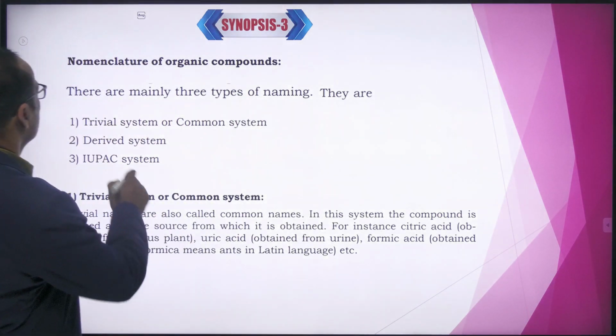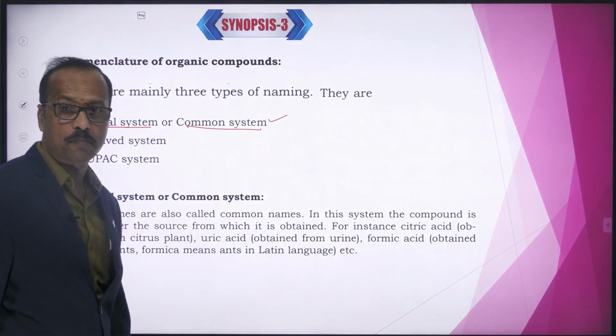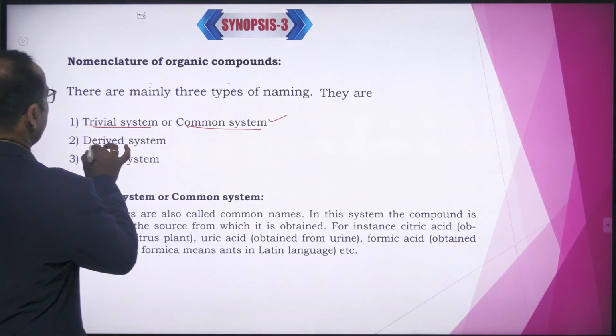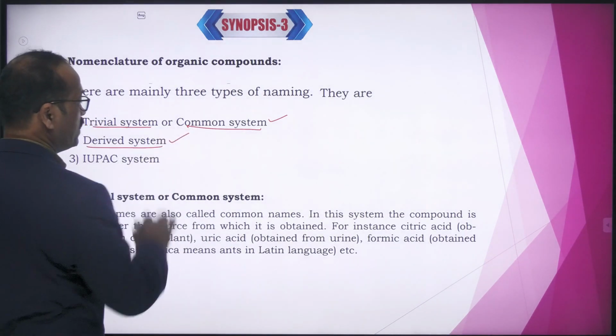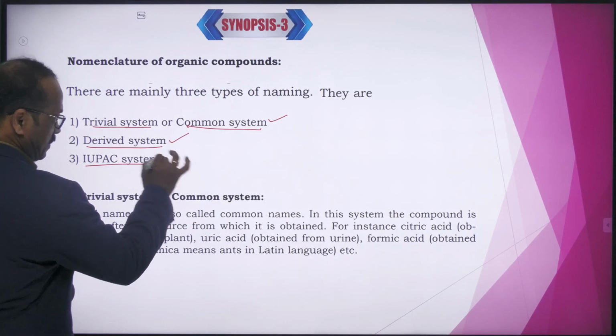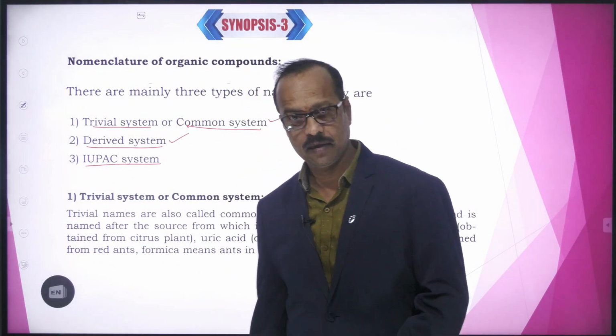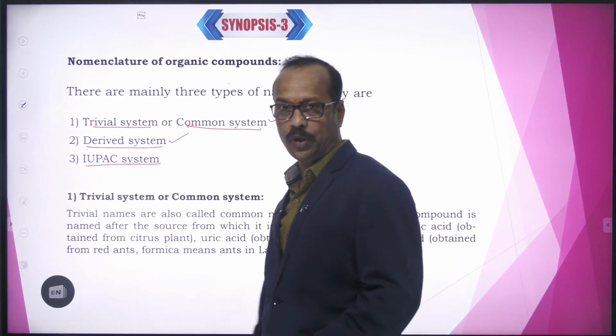The first one is the tribal system, the common system, which we already completed in the previous class. And the derived system, this also we completed in the previous class. Now the IUPAC system, that is the International Union for Pure and Applied Chemistry. This we are doing, right?